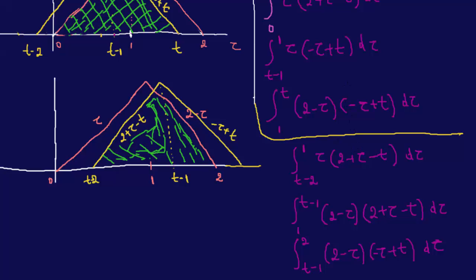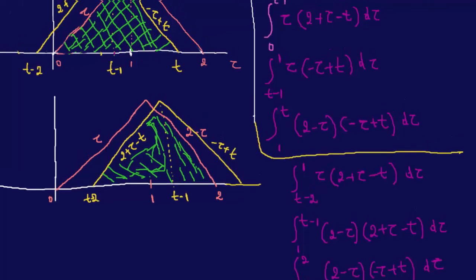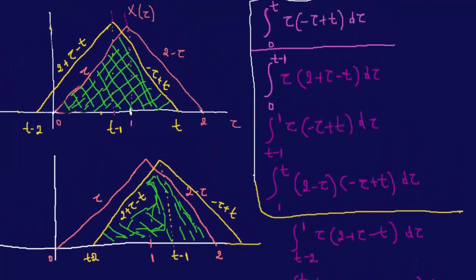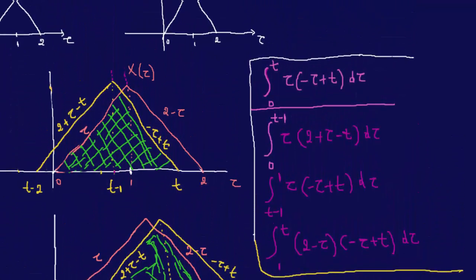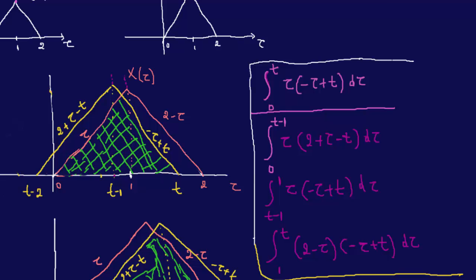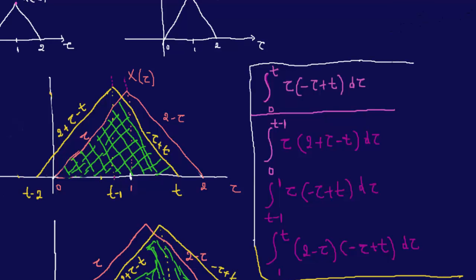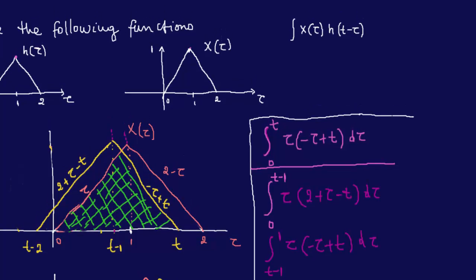But essentially, when you have two triangles, the key is to find the equation of the lines and find the overlapping area, and then multiply your x of tau and your h of t minus tau. That's what we've done here. Whatever the line underneath that region is, that's what you're taking. And that's why it was really important to find the equation of this line.